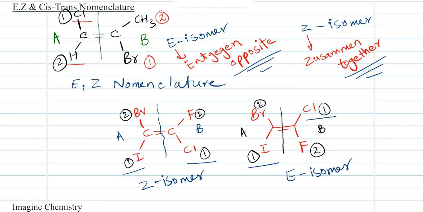So this is the basic concept behind the two types of nomenclature that are related to geometrical isomerism. In the next lecture, we will try to solve some examples related to the E Z nomenclature.